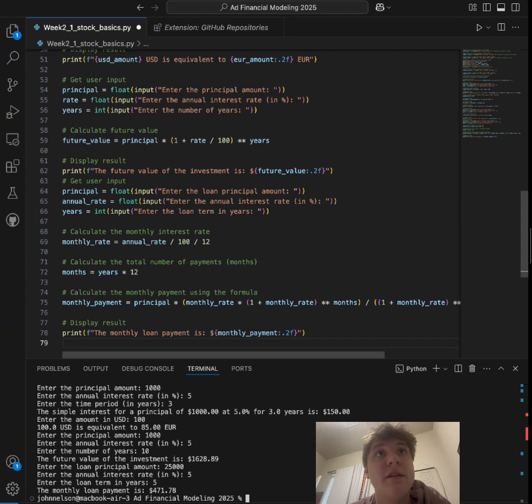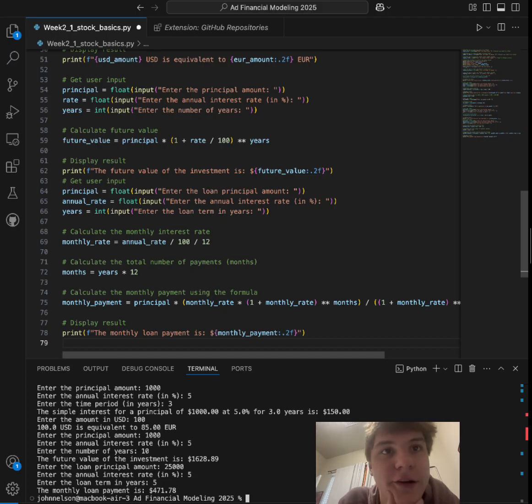Then number sign, calculate future value. Future value equals principal times parentheses 1 plus rate divided by 100, to the power of years. Then we display the result. So number sign, display result, print the future value of an investment is the future value's amount. Oh, I'll display the result, sorry. The future value of the investment is whatever the future value is.